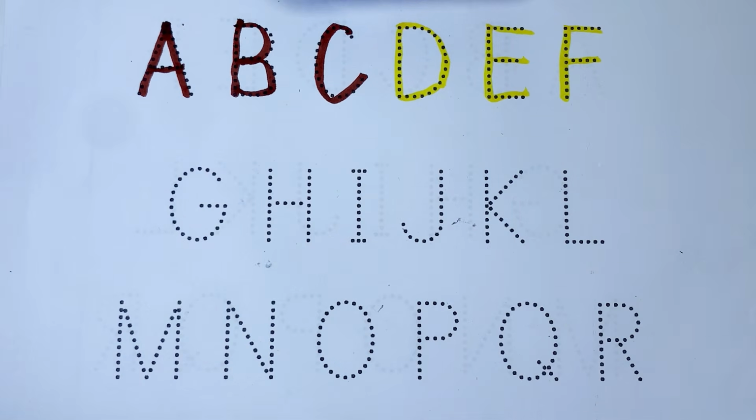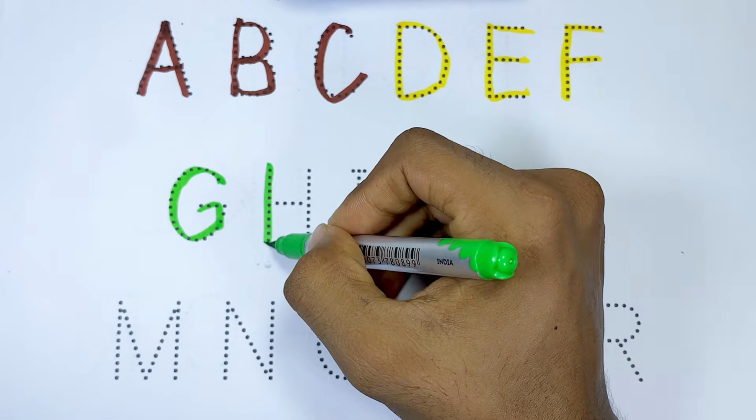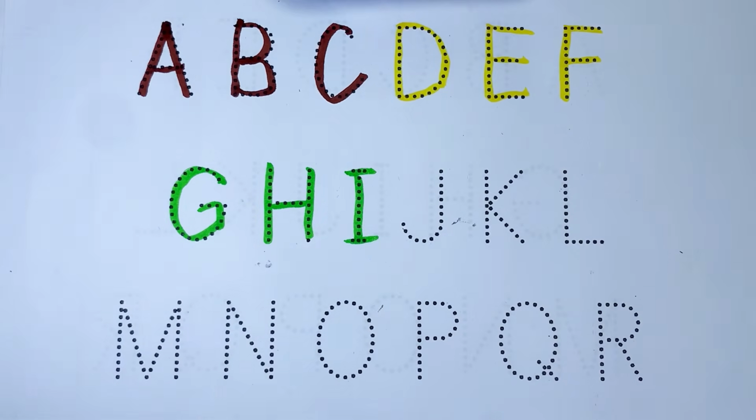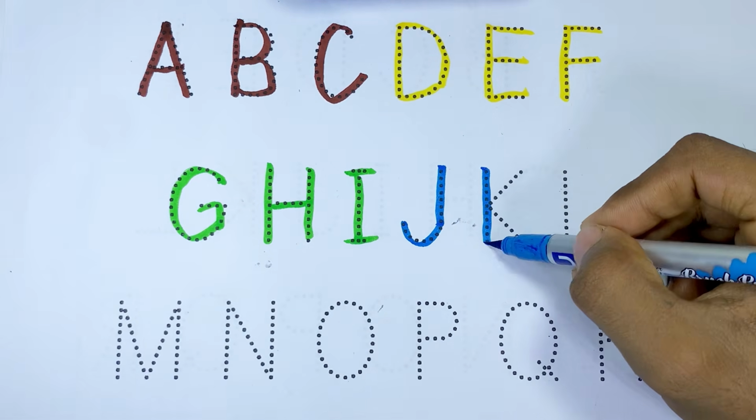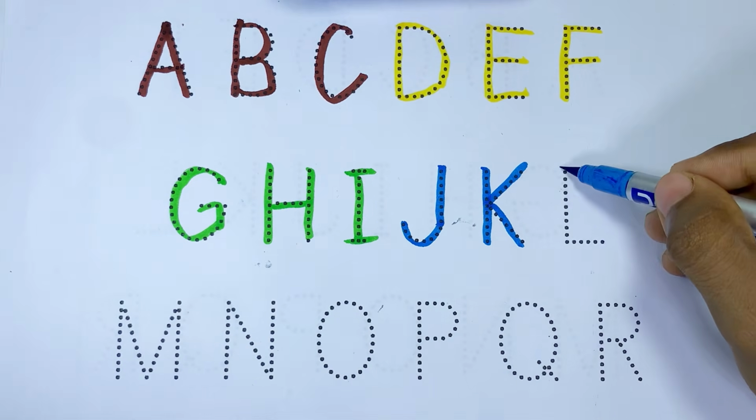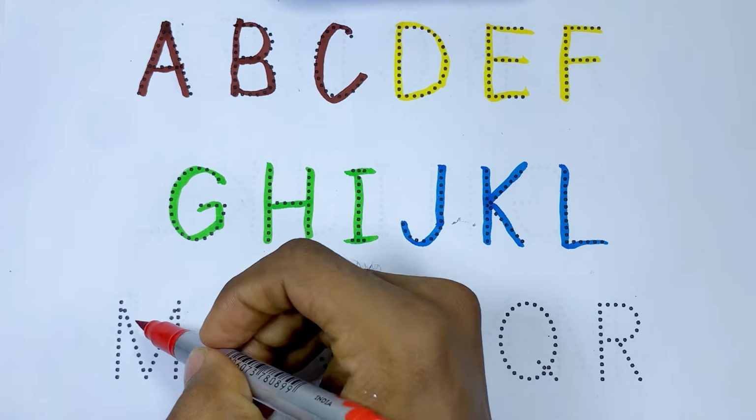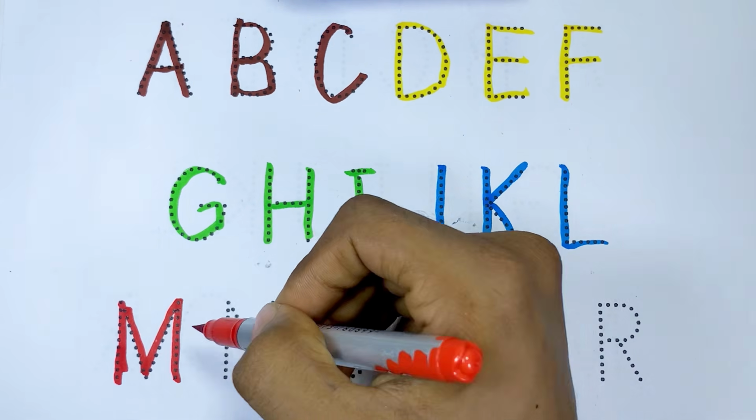F for fish. Kids, now you draw G. G for God. H for helicopter. I for ice cream. Kids, now you draw J. J for the joker. K for king. L for lion. Kids, now you draw M. The alphabets of M. M for moon.